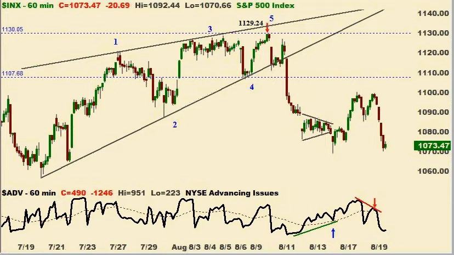Today I want to do a quick review of our various scenarios that we've been looking at and the current market action, and particularly in the stock indices. And we'll take a look at the dollar as well.